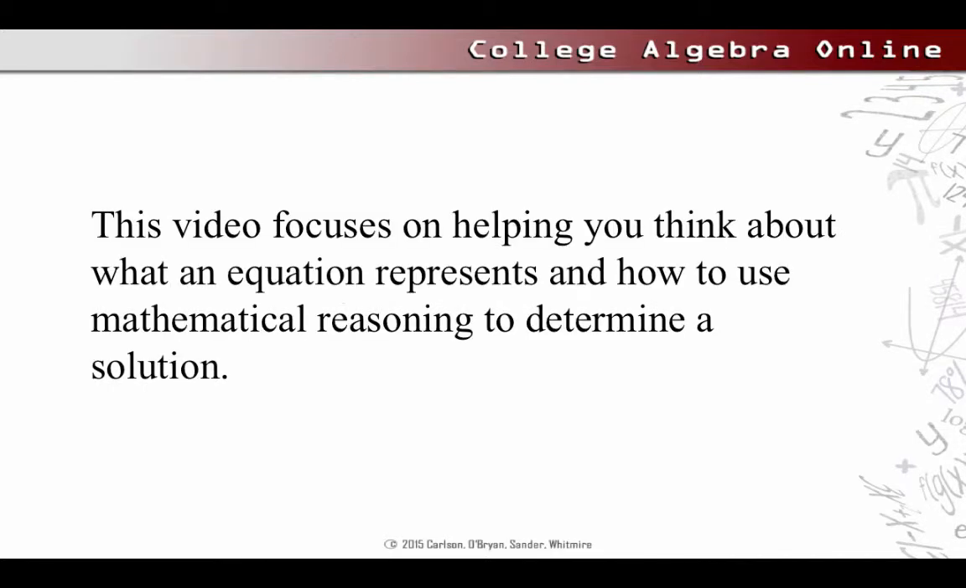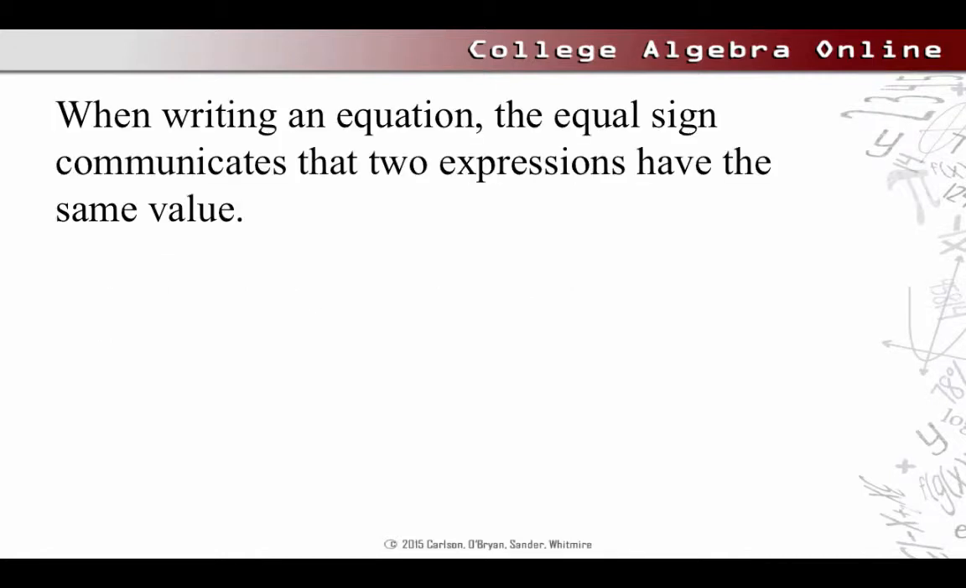This video focuses on helping you think about what an equation represents and how to use mathematical reasoning to determine a solution. When writing an equation, the equal sign communicates that two expressions have the same value. For example, we know that both 7 plus 5 and 2 times 6 have values of 12, so we can write 7 plus 5 equals 2 times 6. The equal sign communicates that the expressions have the same value.